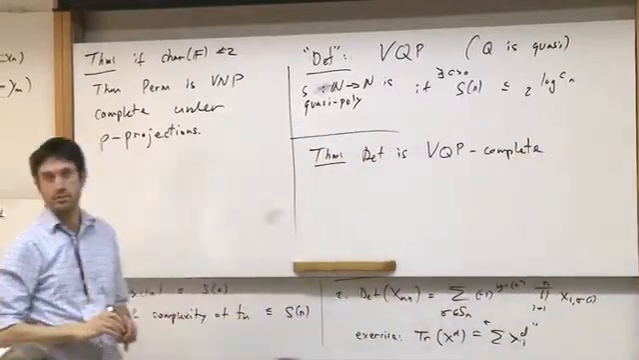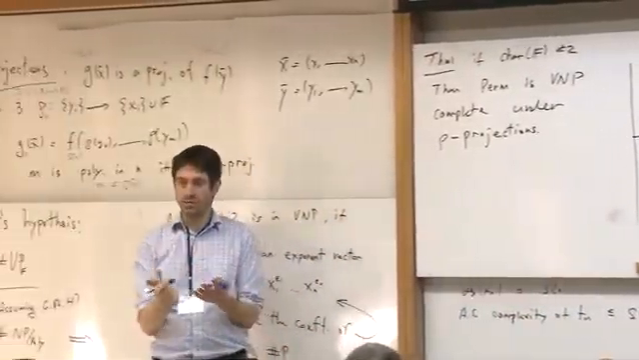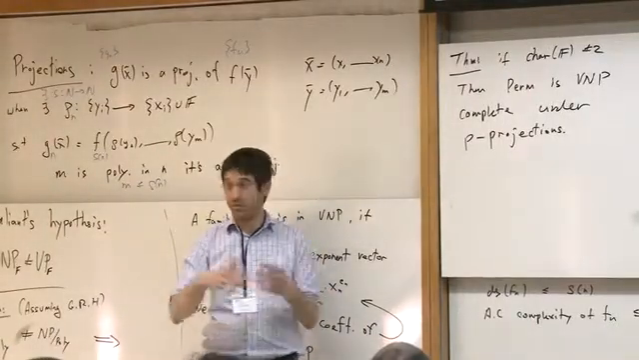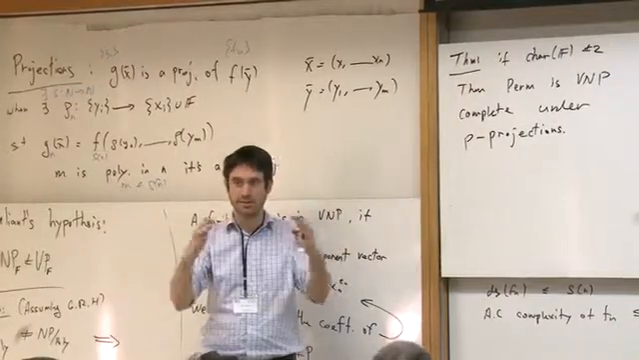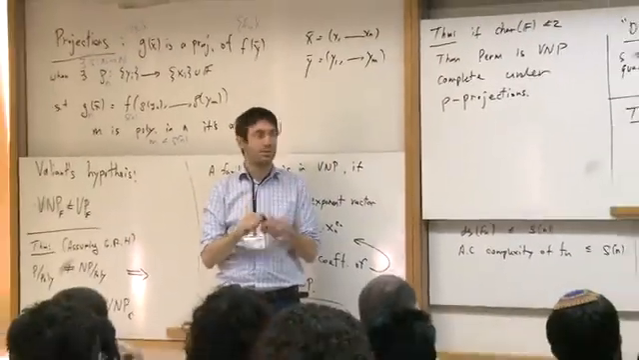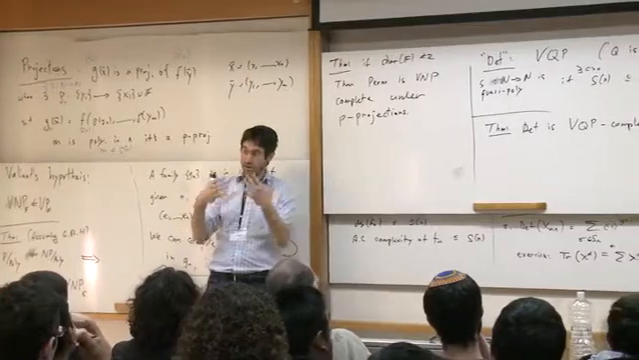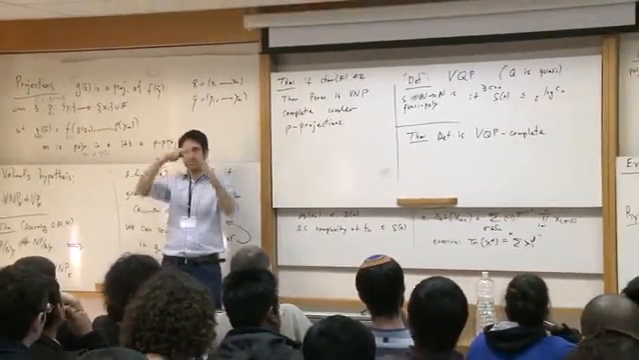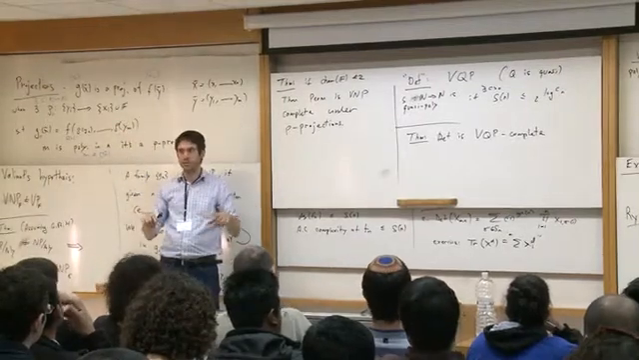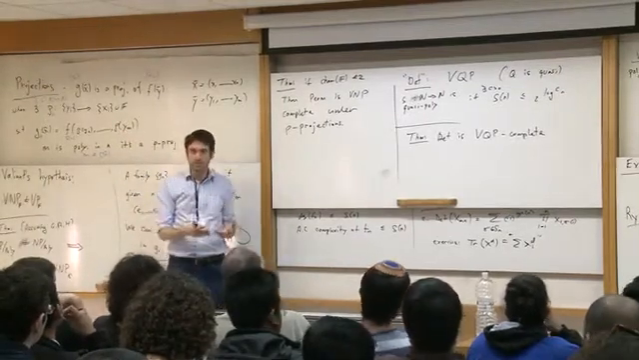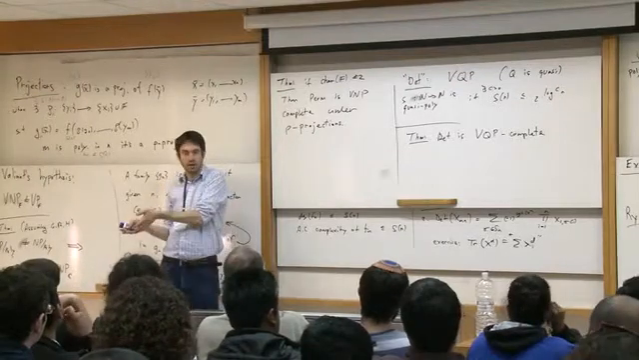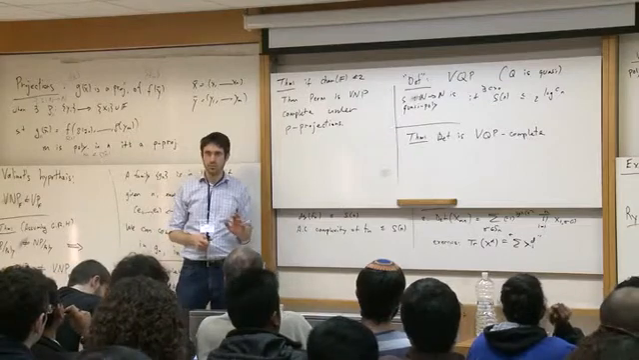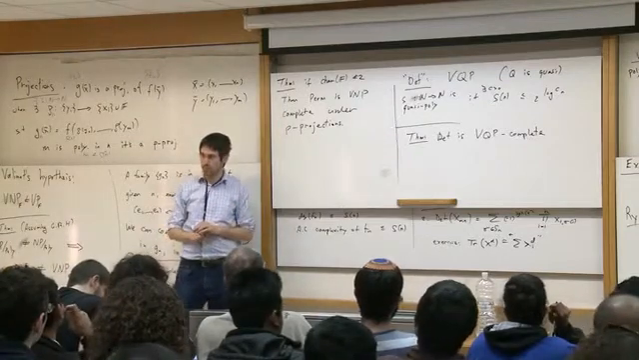What do I mean by that? If you have a family of polynomials that are computed in VQP, so they have a quasi-polynomial size circuit, then you can find a matrix, and you can compute that matrix very efficiently. The matrix will be quasi-poly by quasi-poly, and the determinant of that matrix will equal the output of the circuit. And this is something that we're going to prove today. We're going to show that the determinant is VQP-complete.